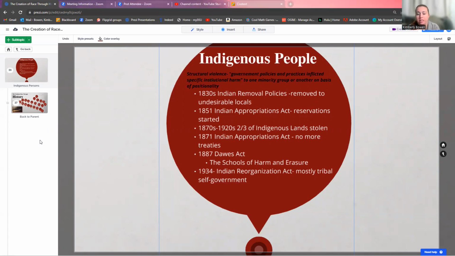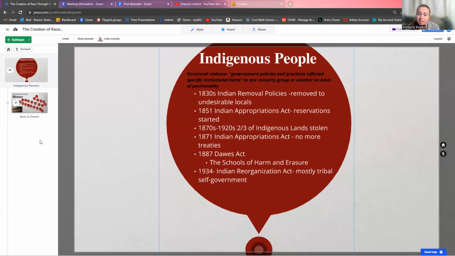2/3 of indigenous lands were stolen, and individuals were moved from those lands and taken, if they survived the journey, to the reservations. In 1871, the Indian Appropriations Act said that there were no more treaties that they would make with indigenous populations, and that essentially it was our way or the highway. It was really our way or death is kind of the way the U.S. government ended up taking that.